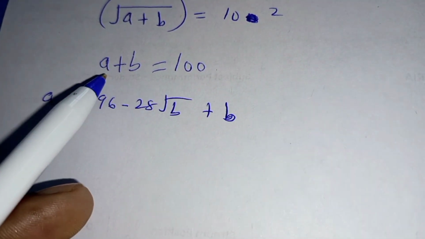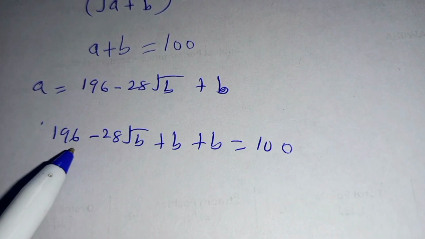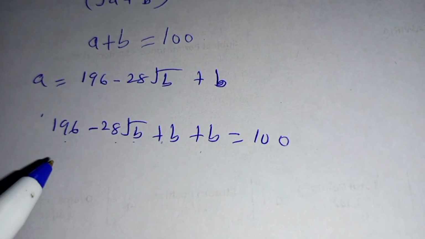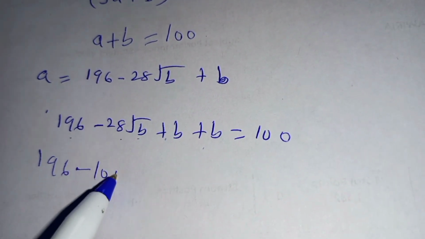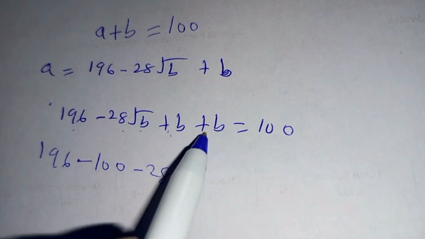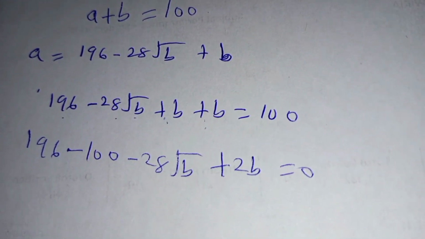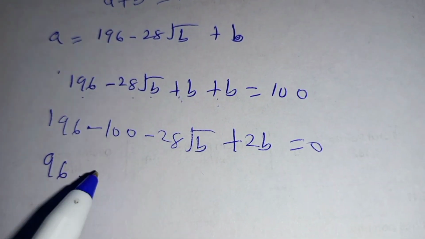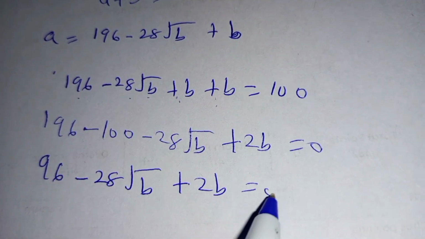So substituting the value of a here, we shall have 196 minus 28 square root of b plus b is equal to 100. We collect the like terms together. We have 196 and 100, so we subtract 100 on both sides, minus 28 root of b. B plus b will give you 2b. This is equal to 0. Then 196 minus 100 is 96, minus 28 root of b plus 2b, equal to 0.